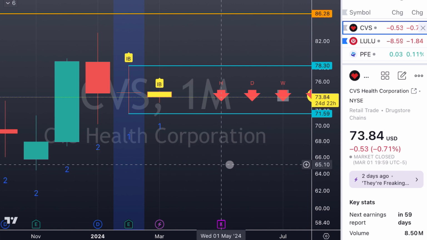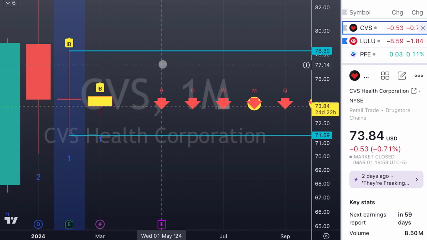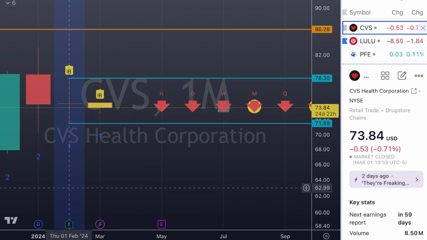So let's take a look at what we've got on CVS. So CVS in February finished with the inside bar. And anytime we have an inside bar, guys, we can play the high or the low.